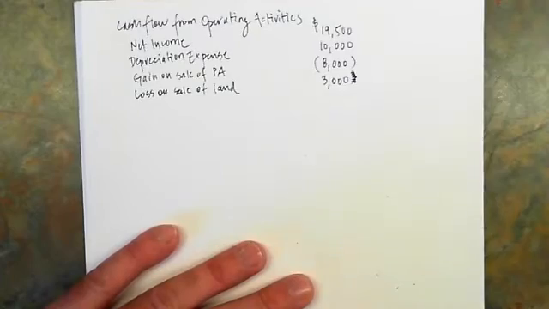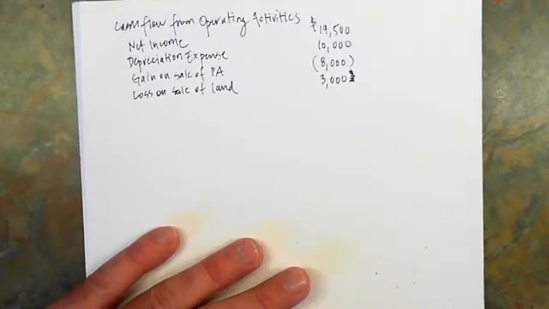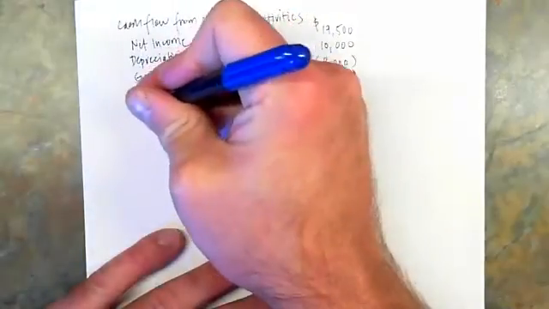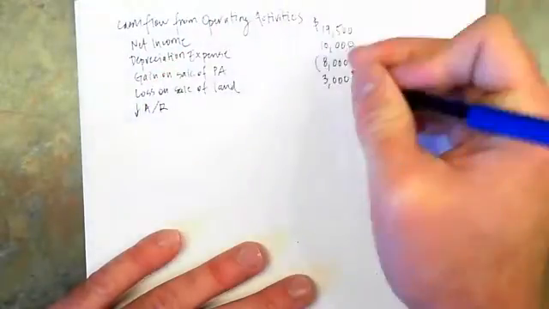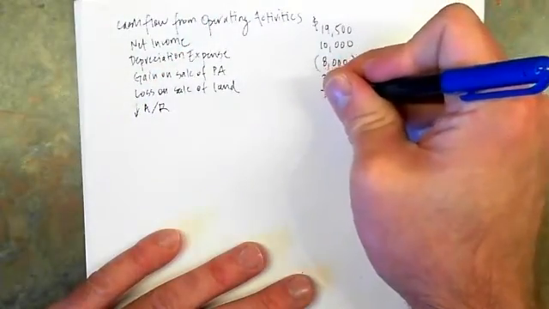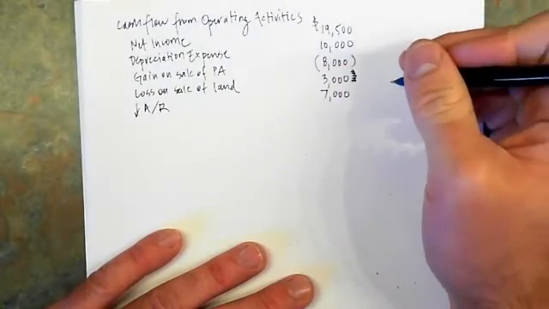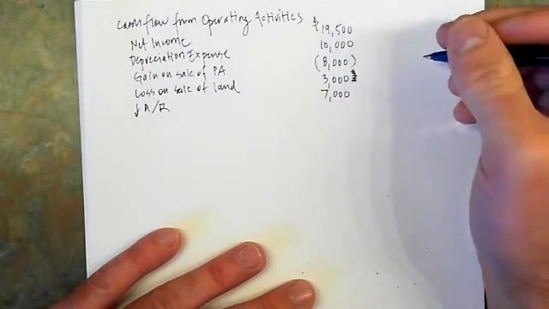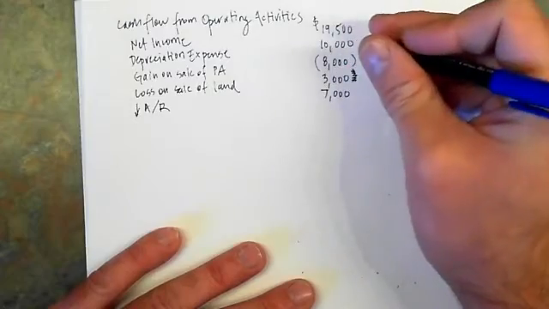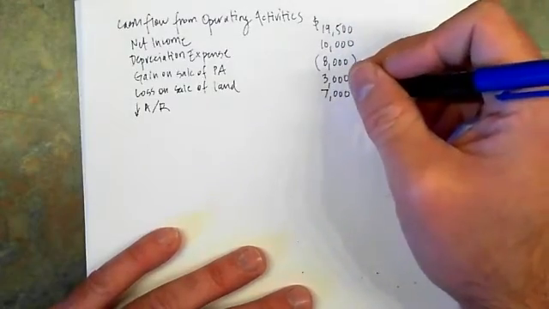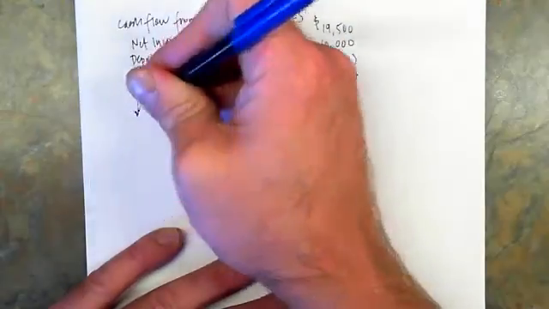I got those, and then again, just have to start working through my current assets and current liabilities. My accounts receivable fell, which means that I must have collected more cash than I made sales. So I would increase that, or show a cash inflow, increase net income by 7,000 because net income is not aware of my cash collections.